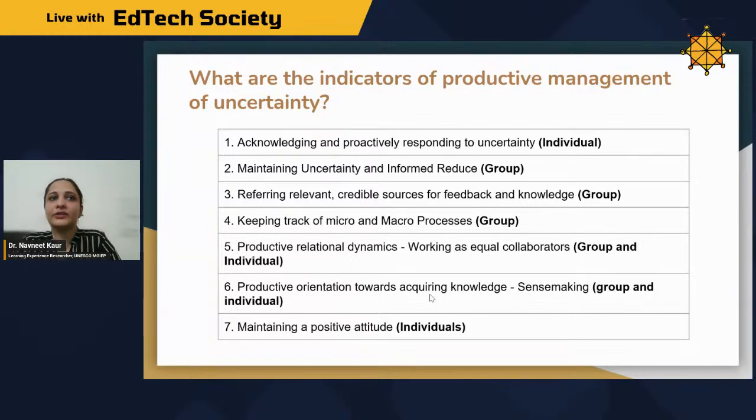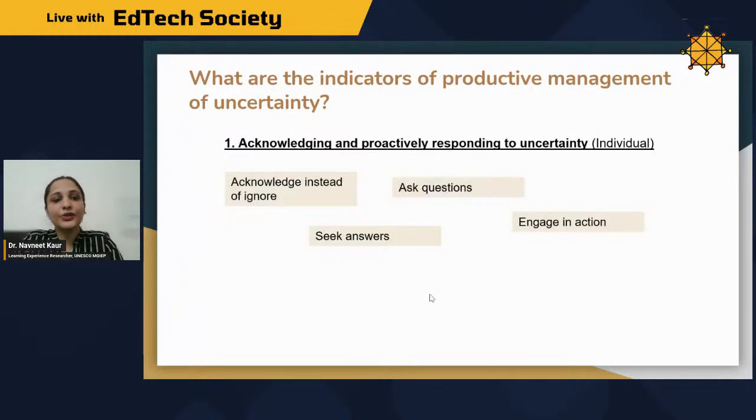And if there is some group activity, and of course if some collaborative discussions are happening even at a whole classroom level, then you can also make sense of what is happening at a classroom group level, and that can give you an indication of productive management of uncertainty. I'll talk about these things. So, for example, first is when learners are acknowledging and proactively responding to uncertainty. You can see this at the individual level. Are they acknowledging instead of ignoring uncertainty? Are they asking questions? Are they seeking answers? Are they engaging in action when they face uncertainty? Then it means that they are on the right track.